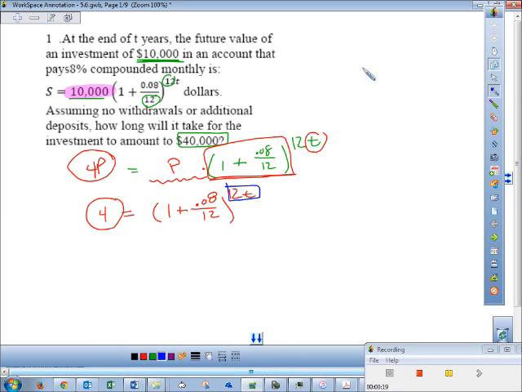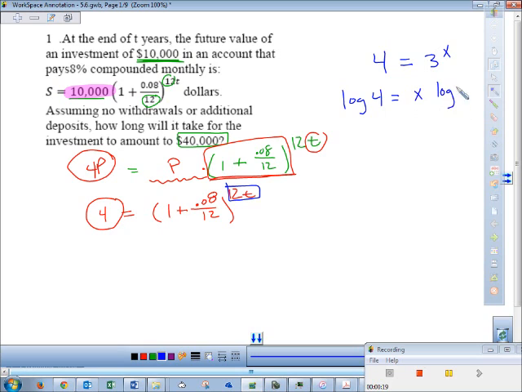Log both sides. If I did that, wouldn't this become log of 4 equals, the x comes in front then, log of 3, and now you're in good shape because doesn't the x come down in front? When you're trying to solve an exponential equation, to get the exponents to come down, you will log both sides. So let's do that to this guy.